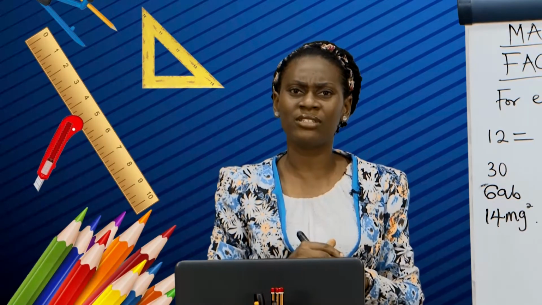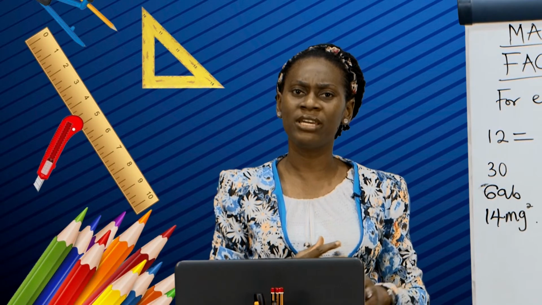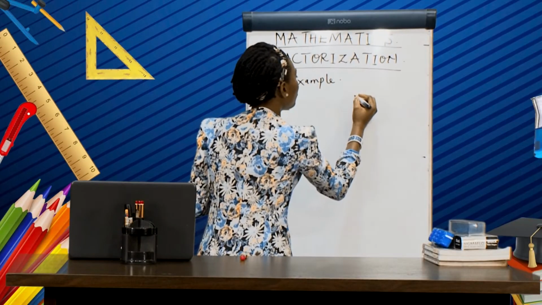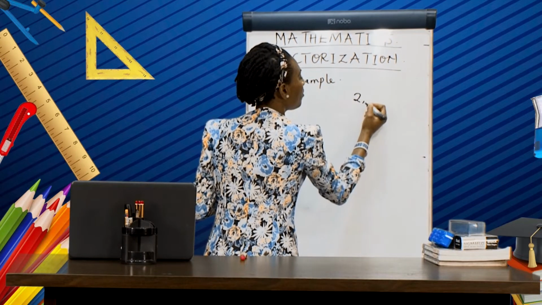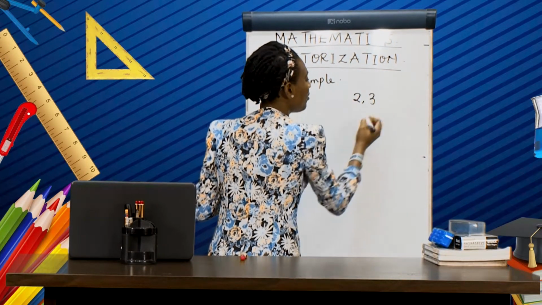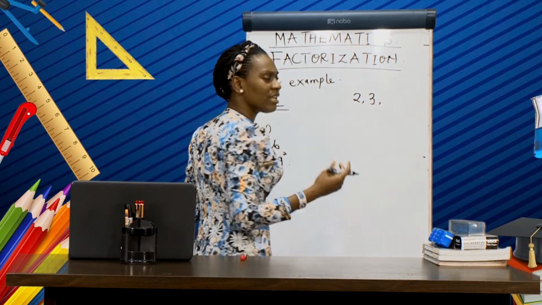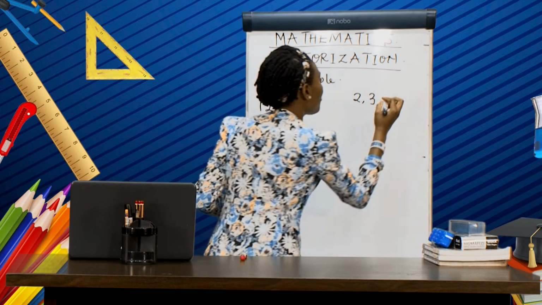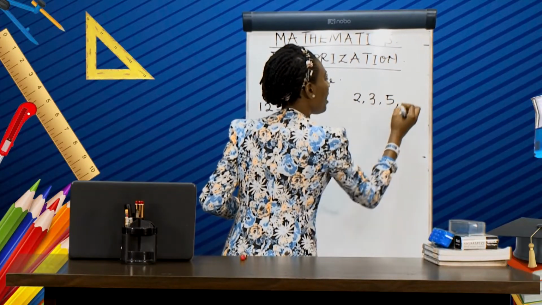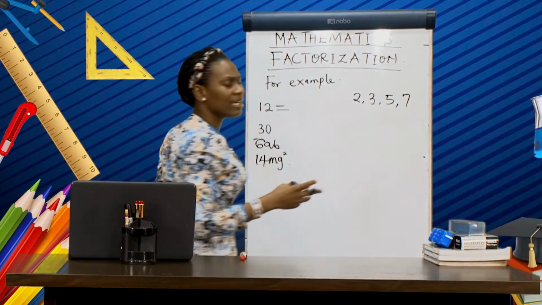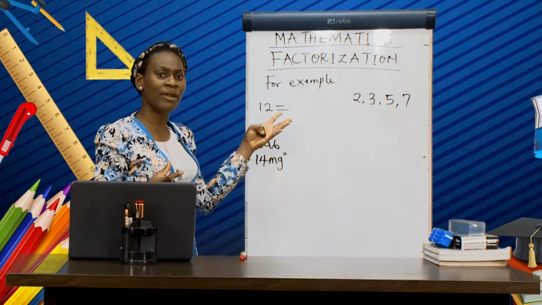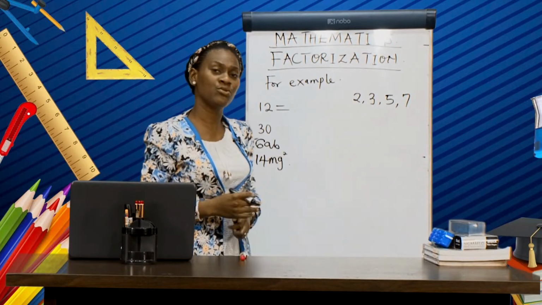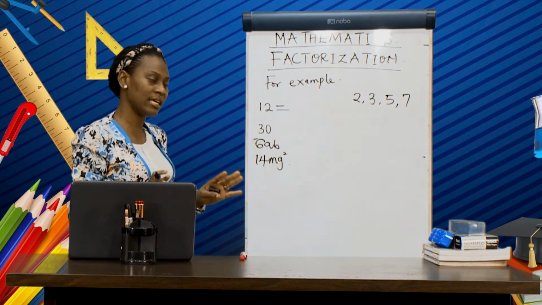So let's list out the prime numbers we have between 1 and 10. You have 2, we have 3. What other number do you think has 2 factors, itself and 1? Yes, we have 5. We have 7. Is there any other number between 1 and 10 that is a prime number? No. So these are the prime numbers we have between 1 and 10.